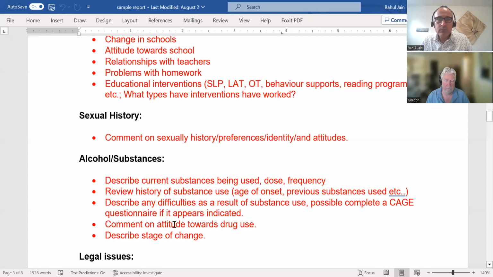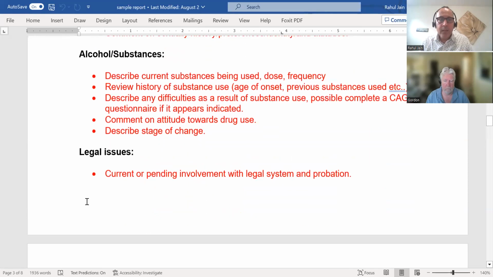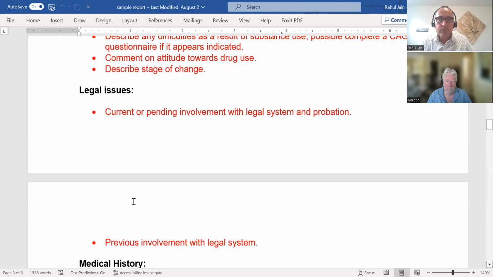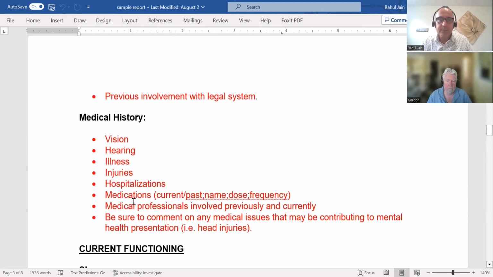And then you don't have to go into describing stages of change. In the initial assessment, maybe you can ask these in the next session, where if they bring it up, yeah, substance use is a concern. Legal issues, it's important to ask, if they have any previous or current involvement with law, any probation, legal system.